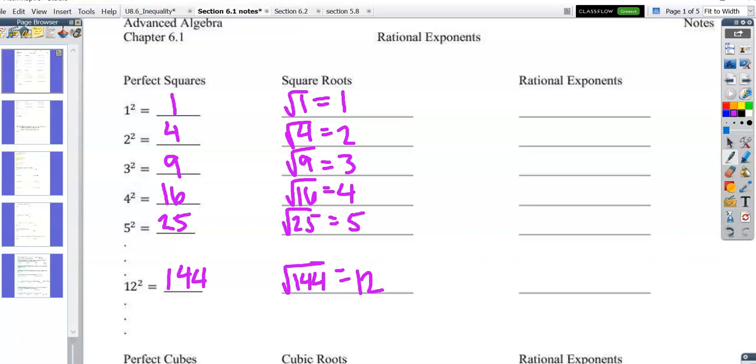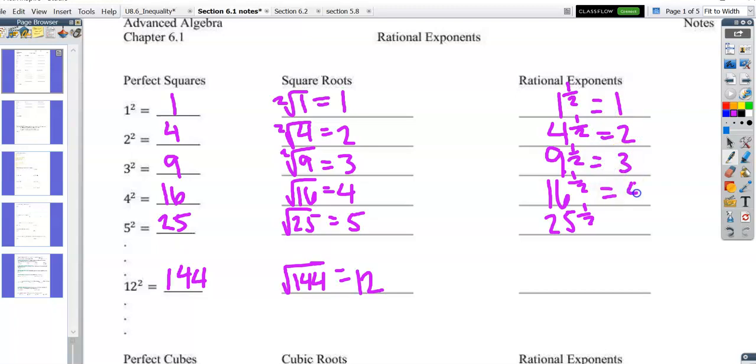So the square root of 1 is 1 to the 1/2. And then the square root of 4 is 4 to the 1/2. And the square root of 9 is the same as 9 to the 1/2. And we keep going. It's always to the 1/2 if you're taking the square root. And you can write the values again. And that completes our first table.